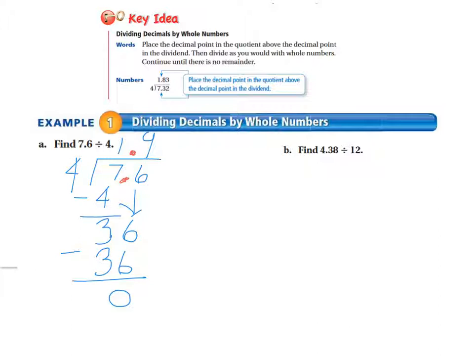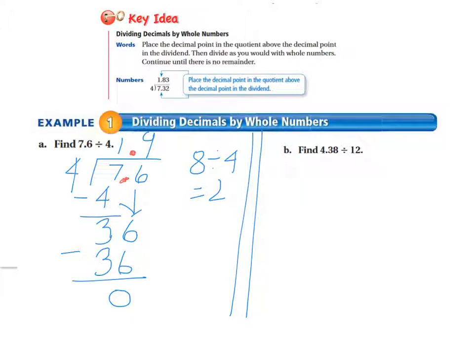To check and see if this answer is reasonable, I look back at my problem and say that 7.6 is close to 8 divided by 4. I know that basic fact is 2. 2 times 4 is 8. 1.9 is close to 2, so my answer is reasonable.